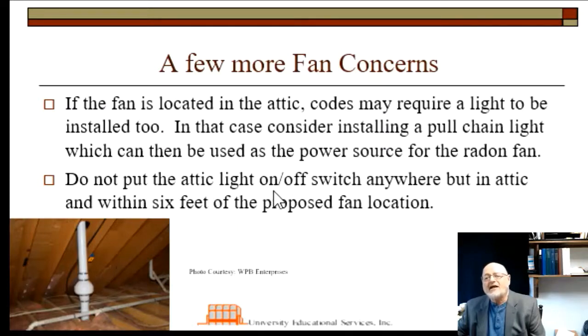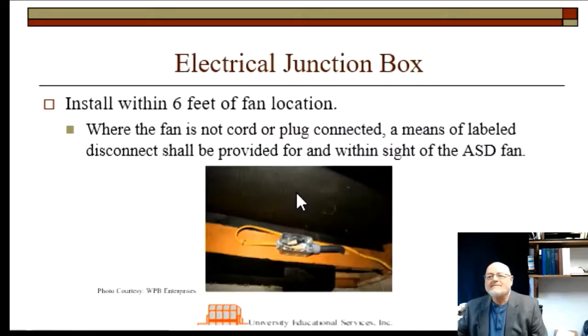Do not put the attic light on-off switch anywhere but in the attic. So you'd probably put it with a pull chain that comes down close to the floor of the attic, and put it within 6 feet of the proposed fan location. Obviously, you don't want to put it in the living room or in a hallway, for example, where you might have somebody working on the fan and somebody walking down the hallway say, hey, why is that switch off? Turn it on and electrocute the guy working on the fan. So you want that control up in the attic. A picture of the electrical junction box here. You can see it here, and the note: installed within 6 feet of the fan location, and means of labeling it is necessary.